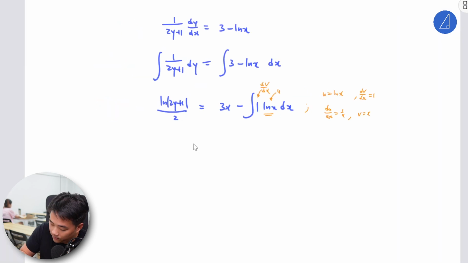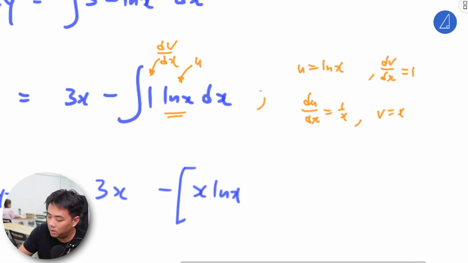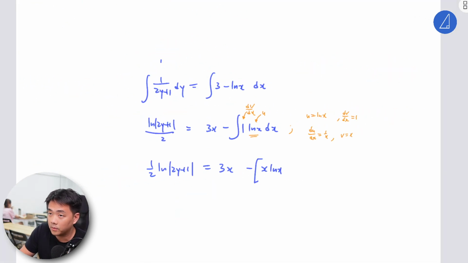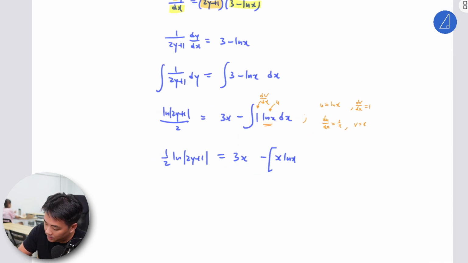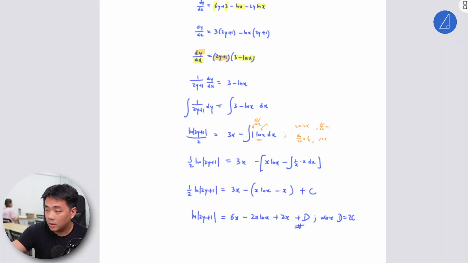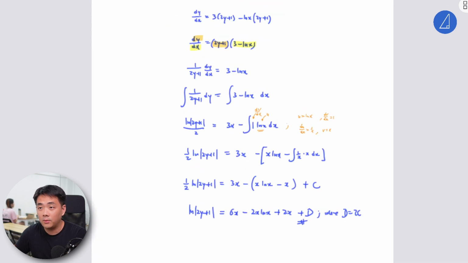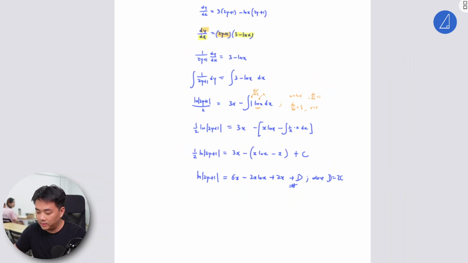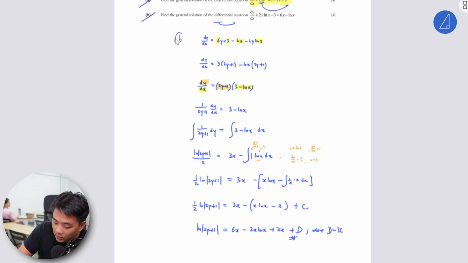So it's half ln 2y plus 1 equals 3x minus uv, x ln x. So u multiplied by v here. Then minus the integral of v du dx. There you go. Once we're done, then we could just simplify it. So that's the answer. If you have any questions or comments, please do let us know, and I'll see you in the next question.